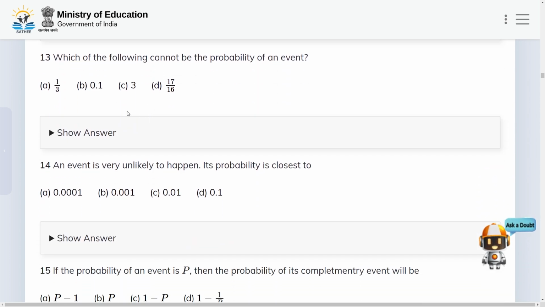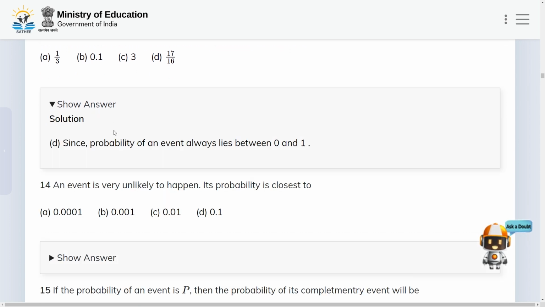In the next problem, which of the following cannot be the probability of an event. In option A, we have 1 by 3. In option B, we have 0.1. In option C, we have 3. And in option D, we have 17 by 16. So let us see the answer. We know the probability of an event always lies between 0 and 1. That is, the probability of an event is always greater than or equal to 0 and less than or equal to 1. So in option C we have 3.